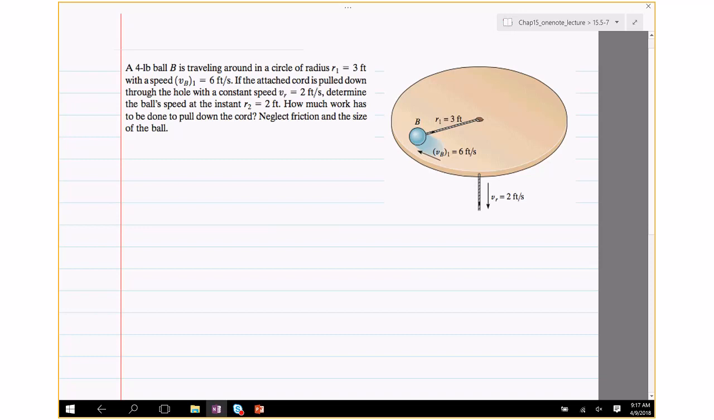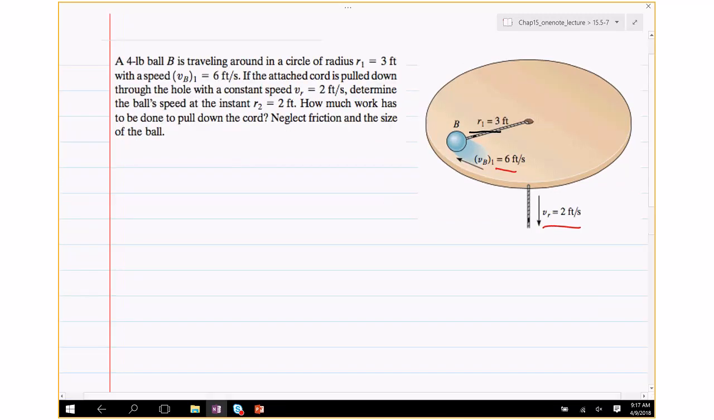A 4-pound ball B is traveling around a circle of radius 3 feet with a speed of 6 feet per second. If the attached cord is pulled down through the hole with a constant speed of 2 feet per second, determine the ball's speed when the radius is 2 feet and how much work has been done to pull down the cord. Neglect the friction and size of the ball.